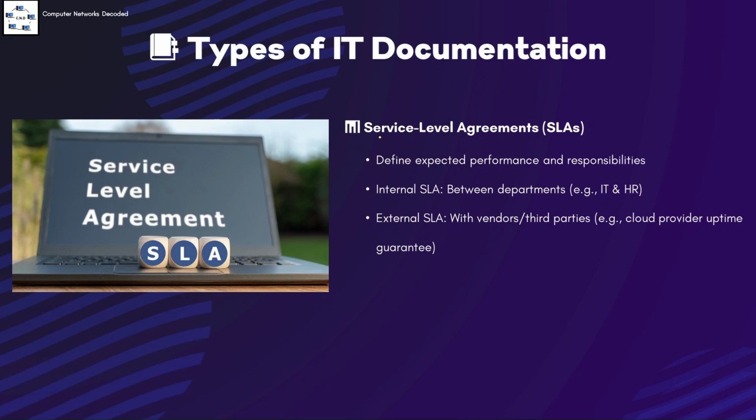Next is the SLAs, or service level agreements. These documents basically define the performance and responsibility that are expected from different vendors and third parties. Internal SLAs are between departments of the organization, for example, between the IT and HR departments of the same organization, while external SLAs are with vendors and third parties, for example, a cloud provider uptime guarantee through an SLA document.